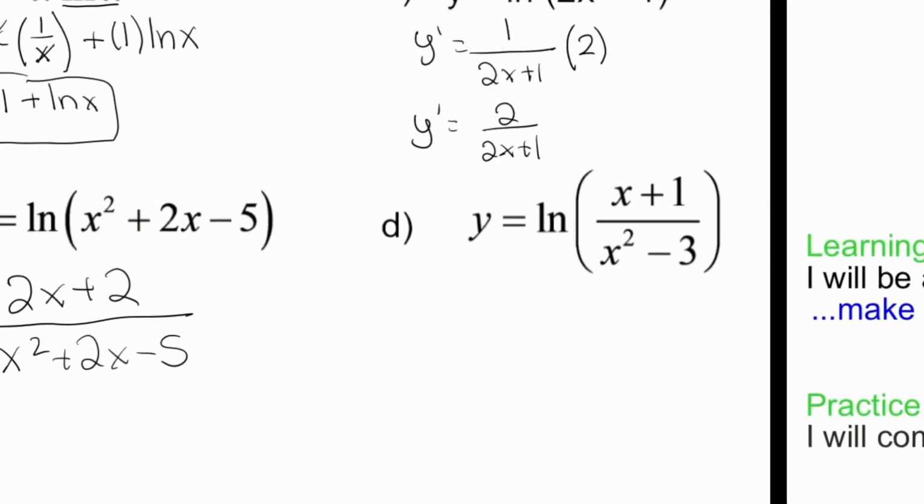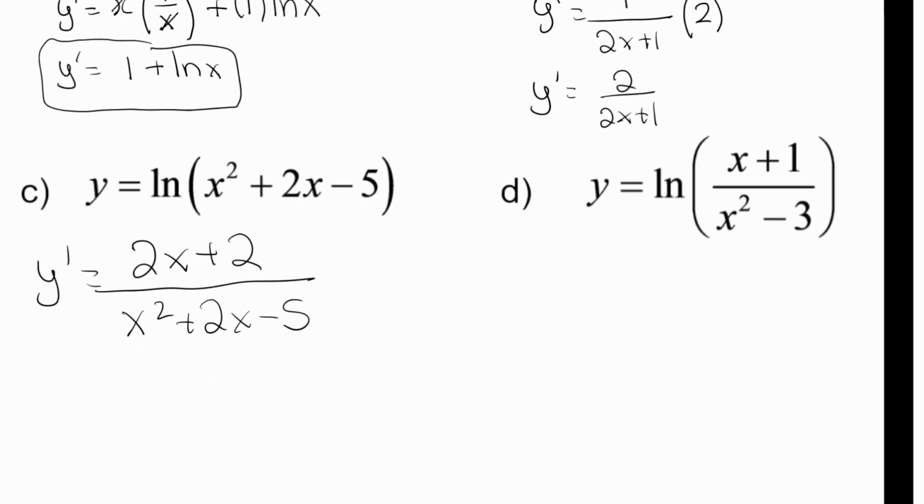The derivative goes on top, the function goes on the bottom. Now, this last one here is y equals ln of x plus 1 all over x squared minus 3. Logs have some properties that make some of the derivatives a little easier to work with. So this looks like it would be a quotient rule question, but it doesn't have to be if we use our log laws. Remember, subtracting two logs is the same as dividing. So we could rewrite this as y equals ln of x plus 1 minus ln of x squared minus 3.